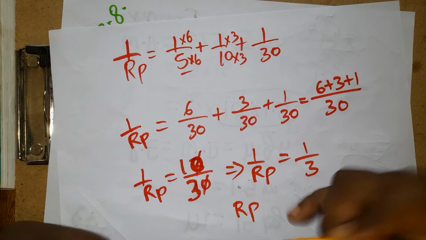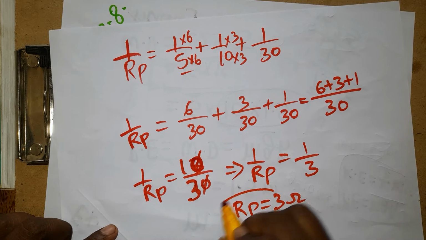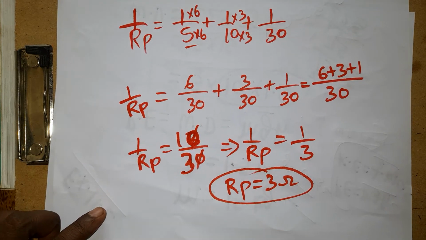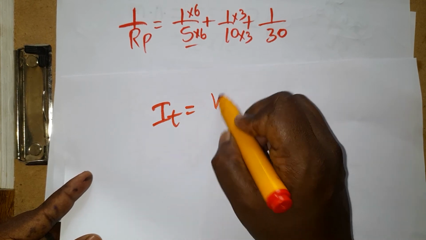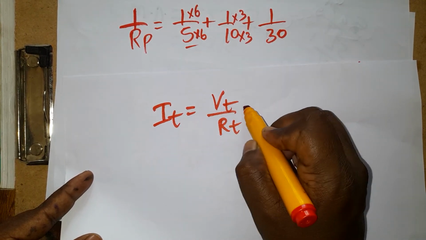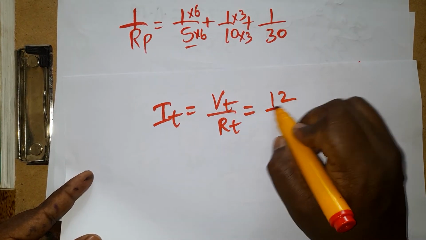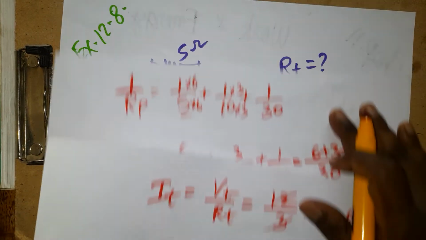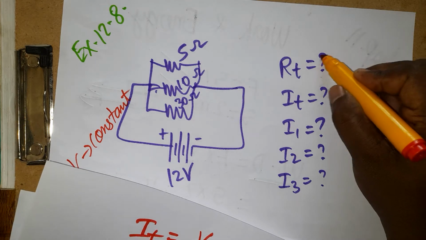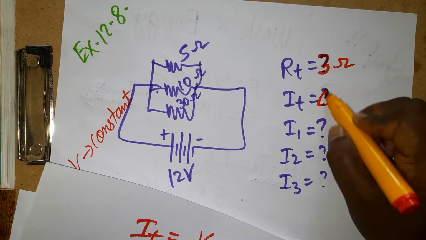Rp is how much? Flip the equation: 3 ohms. Rp I got. This is called R total. If you want I total, I total is equal to V total divided by R total. What is V? 12. What is R total? 3. So the total current is 4 ampere. I got R total as 3 ohms and I total as 4 ampere.